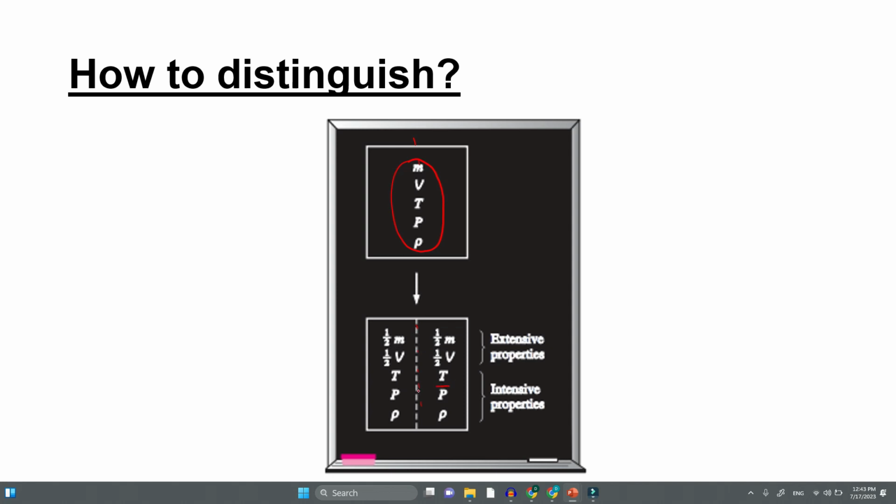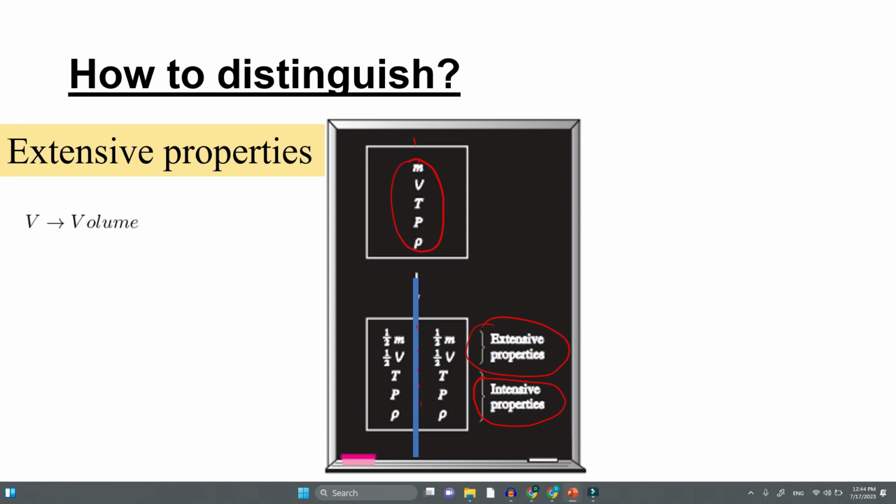See, these properties, temperature, pressure, density, etc., there is no change to these properties. That is why they are called intensive properties. And these are called extensive properties because the property's value is reduced by half when you divide the container into half. This is one easy way to identify intensive properties and extensive properties. Just divide the container by an imaginary surface and think about what happens to the properties. You know that mass will be reduced by half, volume by half, but temperature, pressure, rho will not change.